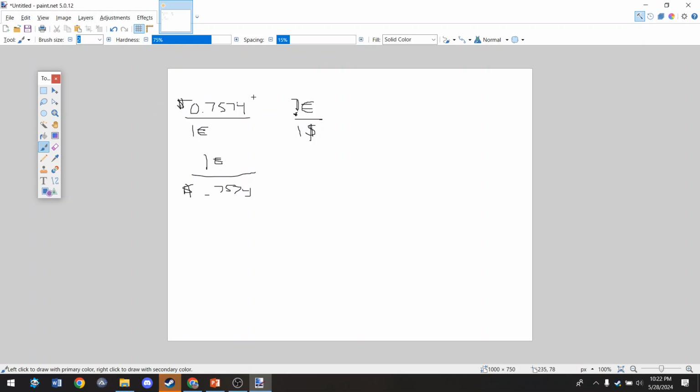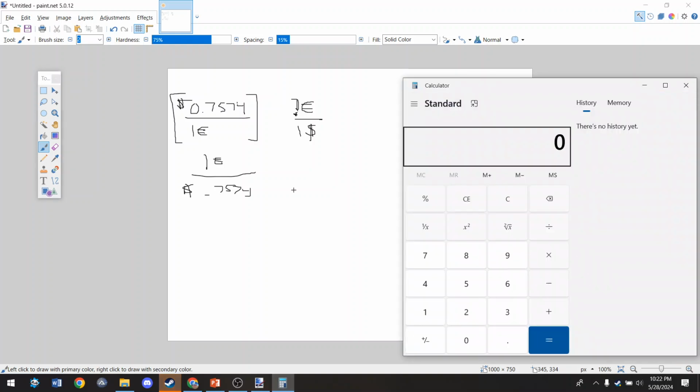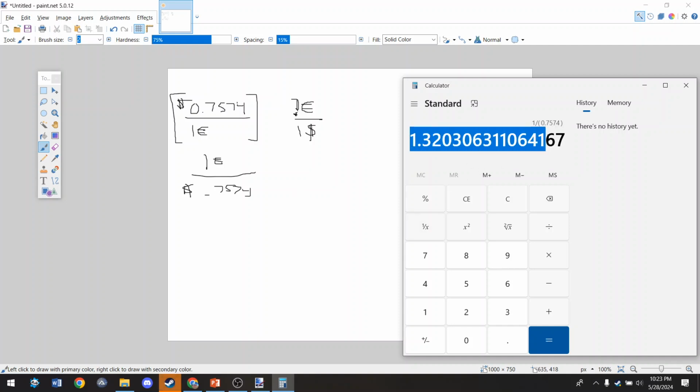And right, so this is a number 1, because if these are the same thing, I have 1 euro on the bottom and 75 cents on the top. That's the same thing. This is number 1. So upside down is also still a number 1, right? 1 over 1 is 1. So this is the same. But now I can get these numbers to cancel out. So if I fire up a calculator, I want to do 0.7574, flip it over, get some number, then I can copy and paste that.